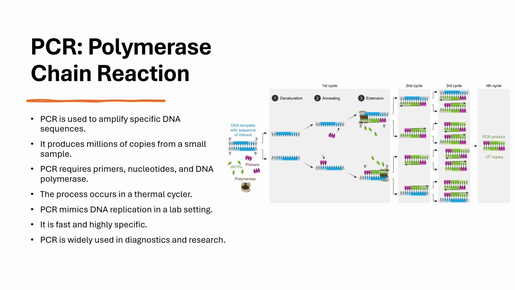PCR stands for polymerase chain reaction. It is essentially a DNA photocopier. Starting with tiny amounts of DNA, PCR makes millions of copies. The process requires primers, free nucleotides, and a DNA polymerase. A thermal cycler controls temperature changes. PCR mimics DNA replication, but much faster. This technique shows up constantly on exams.